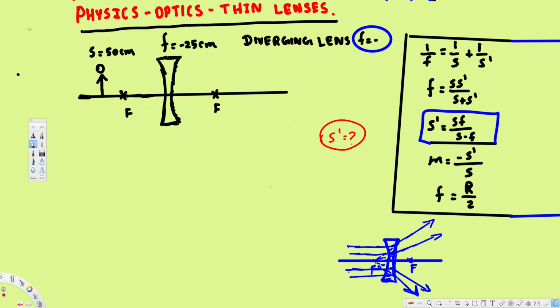What's going on, guys? Let's try this problem right here. Here we have a diverging lens with a focal length of negative 25 centimeter, and for a diverging lens the focal length is always negative. Also we have an object at 50 centimeter from the lens, and the question is asking us to find the image distance. Now let's see how we can find it.